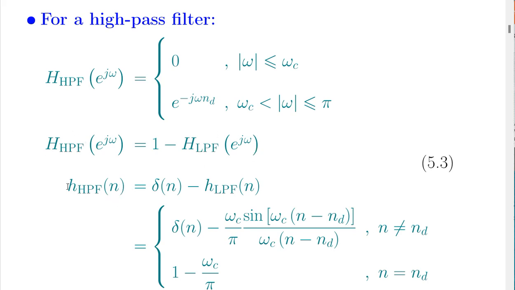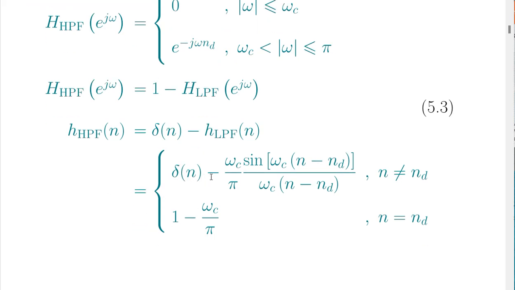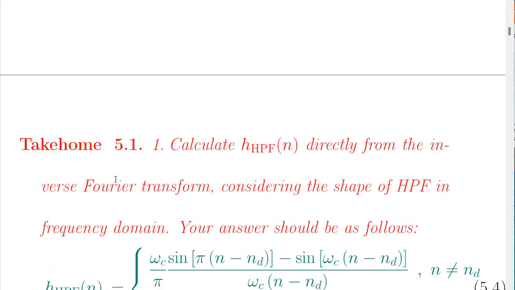Or in time domain, h high pass filter of n will be equal to delta n minus h low pass filter of n, which is equal to delta n minus omega c over pi times sine omega c times n minus nd over omega c times n minus nd, if n is not equal to n delay samples. Otherwise, it will be 1 minus omega c over pi. Okay, now take home.